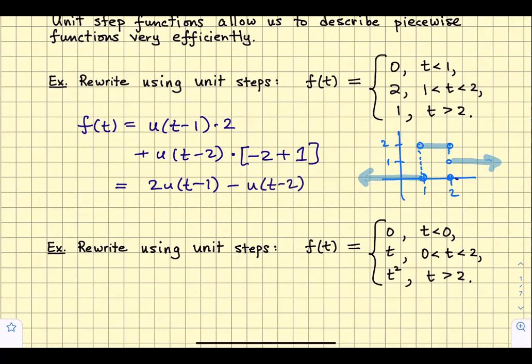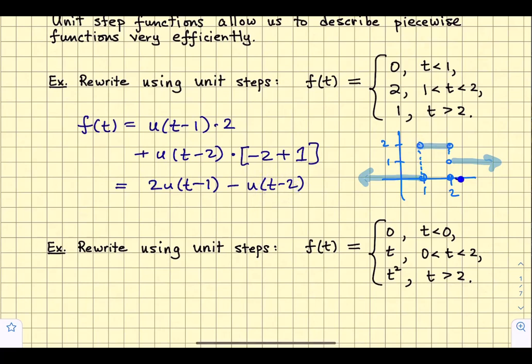Think about this. As we go from left to right, when t is to the left of 1, this switch is off, and this switch is off, so this is a value of 0, and that's what we want. To the left of 1, we want it to have a value of 0. Now think about when we get just to the right of 1, this switch turns on, and it will kick on a value of 2. That's what we want. This switch is not on yet if we're just to the right of 1. It still has a value of 0, so that'll give us a 2.